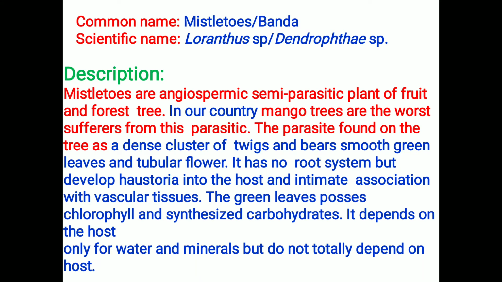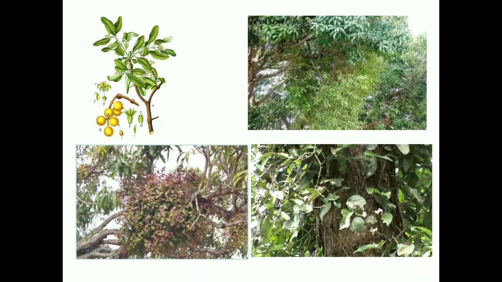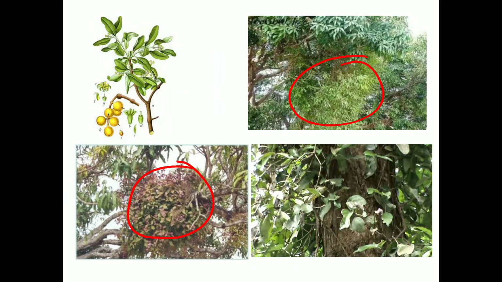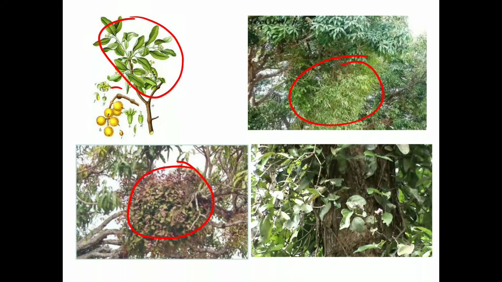Regarding the basic information, this parasite is found on the tree as a dense cluster of twigs. As we know, it is observed in dense clusters on the twigs or on the stem, appearing as a bunch. That is why it is called a dense cluster, bunch or group of such plants or weeds on the stem, and it bears smooth green leaves and tubular flowers.